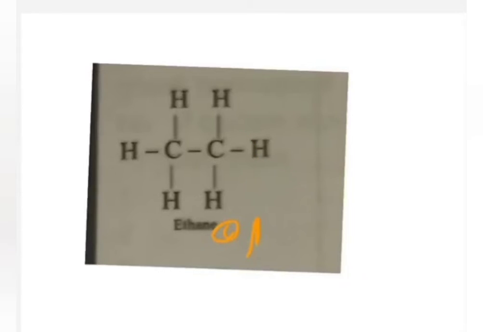If we substitute COOH in place of H, then it will become ethanoic acid. Now in place of the e we write oic acid.